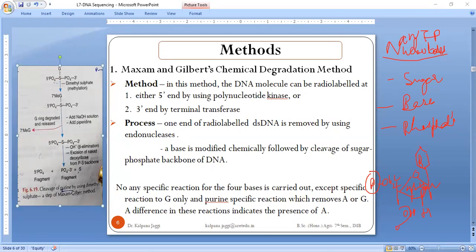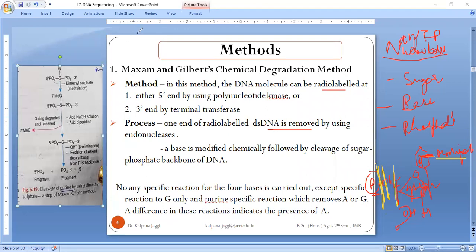In this method, DNA is radiolabeled, right? And one end of the DNA is removed. Thereafter, this base is modified. Base is modified. I will let you know how the modification is to be done. This base is modified, and this sugar and phosphate bond is to be broken. It will be broken from here, right? It is to be modified and it is to be broken, right?